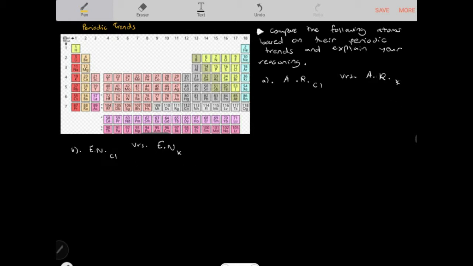Okay, let's compare the following atoms based on atomic radius as well as electronegativity. So we're looking at chlorine versus potassium. Chlorine here is atomic number 17. Potassium here is atomic number 19.